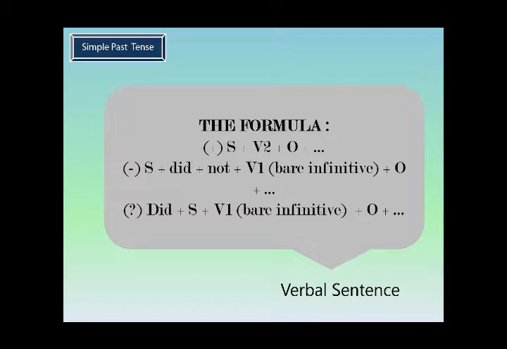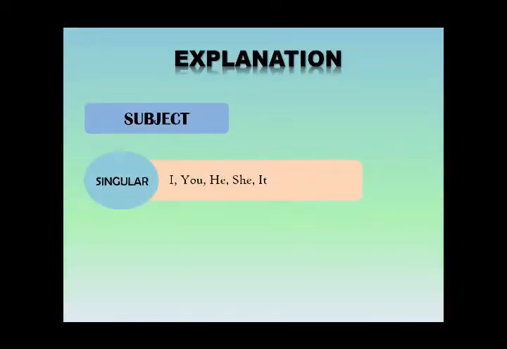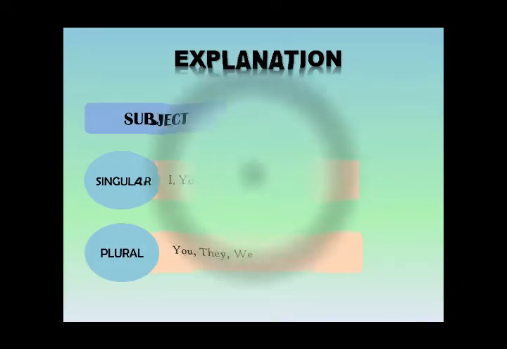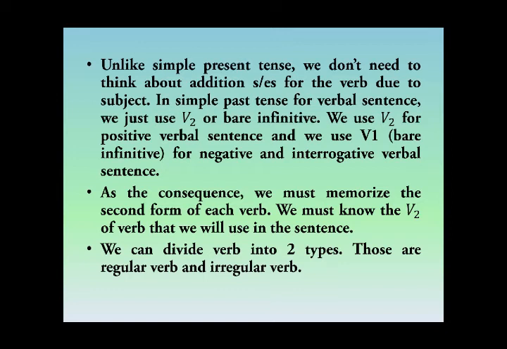In our previous video as well, we told you about subject, but if you forget it, don't worry, because we will remind you. Here you go. In simple past tense, don't you worry about the subject or the verb because unlike simple present tense, we don't need to think about adding s or es to the verb due to the subject. In simple past tense for verbal sentence, we just use verb 2 or bare infinitive.